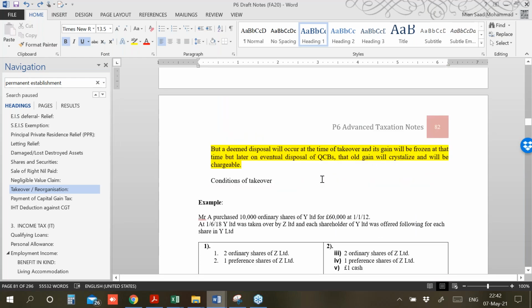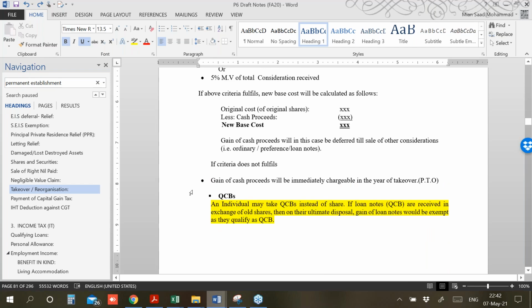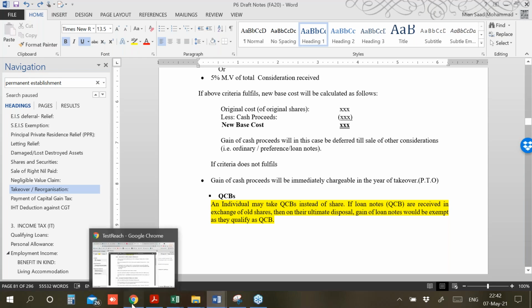However, the rules are different for that, but because the QCBs are not being tested here, I will not go into the detail. However, the QCB part of the gain gets frozen as well, and it will be taxable later on. All we should know is that the share part will be exempt, but the cash part will be taxable. And we have to calculate a base cost of shares and cash both on the disposal or on the takeover. So let's get back to the question.